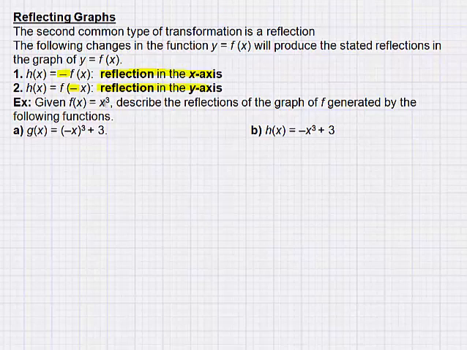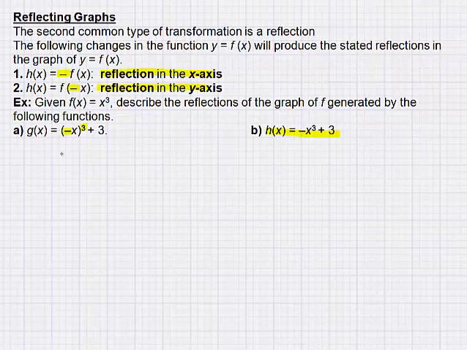So here's an example. Given f of x equals x cubed, describe the reflections that are happening here. So if you think about this, the cube is my function. This negative is inside the cube, so that should be my reflection over the y-axis. If I look at this other one, h of x, this negative is technically outside the cube, so that should be a reflection over the x-axis. Now sometimes these things will generate the same graph, sometimes they'll generate different graphs. It all depends on the function and the type of reflection that you're doing.